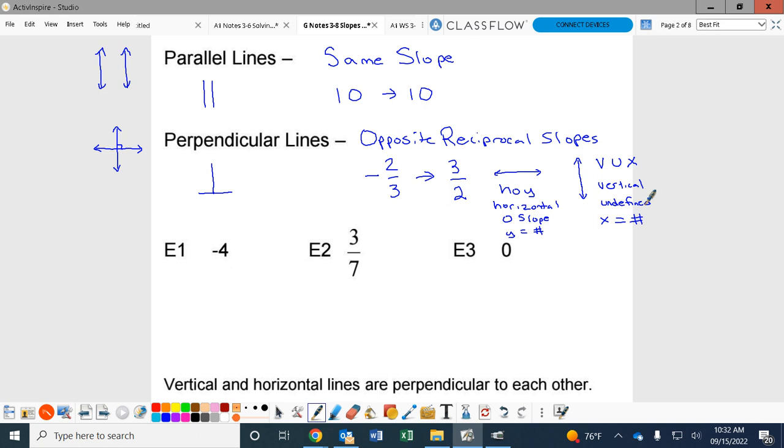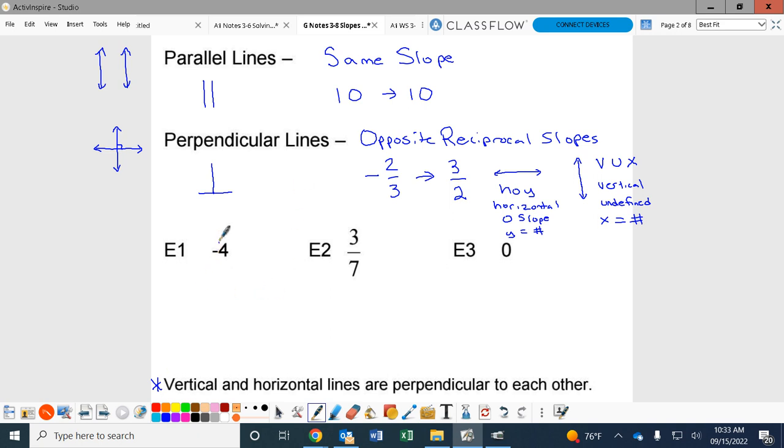Okay, guys. If you have one that's horizontal, in order to be perpendicular, you would need one that is vertical. So vertical and horizontal lines are perpendicular to each other if you have one of each. Now, if you have two horizontal lines, they're both going to be what to each other? Parallel. If you have two vertical lines, they would be what to each other? Parallel. If you have one of each, they're going to be what? Perpendicular. There you go.